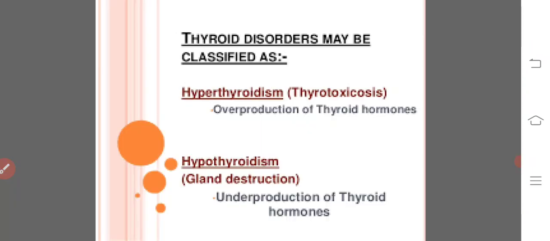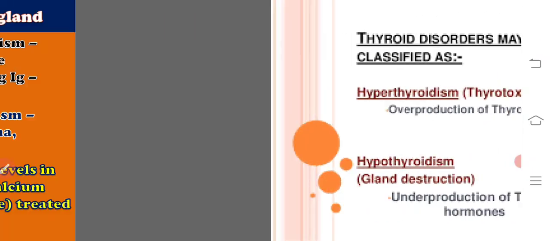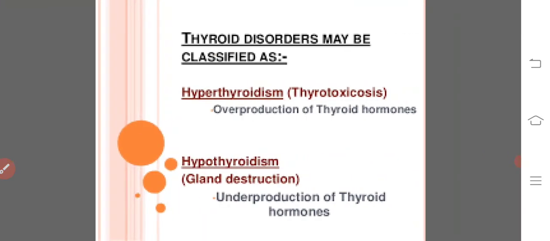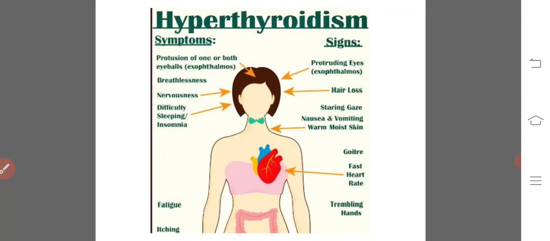And here we will see the calcitonin also. Otherwise, later I will discuss. See, the thyroid disorders may be classified as hyperthyroidism, that is thyrotoxicosis, overproduction of thyroid hormone, and hypothyroidism, that is the gland destruction, underproduction of the thyroid hormones.